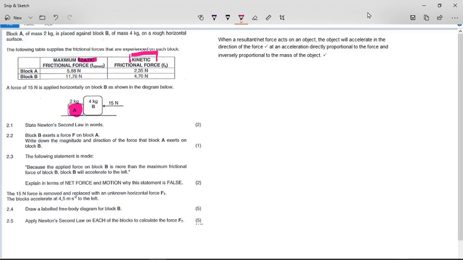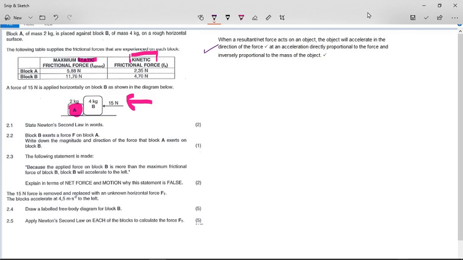So it says a force of 15 newtons is applied horizontally on block B as shown in the diagram below. State Newton's second law in words. So obviously Newton's second law is when a net force acts on an object, the object will accelerate in the direction of the force at an acceleration directly proportional to the force and inversely proportional to the mass of the object.